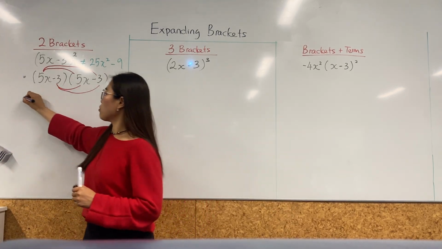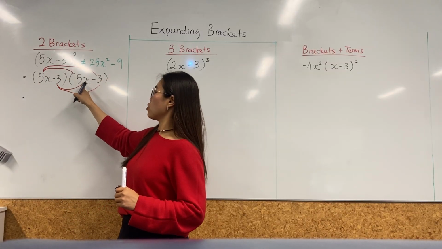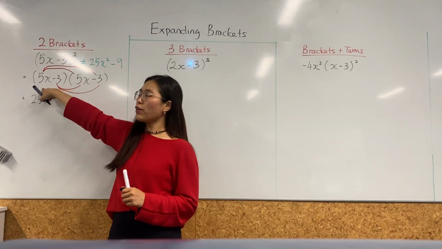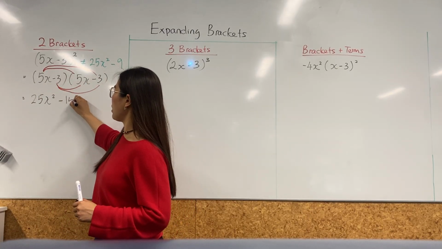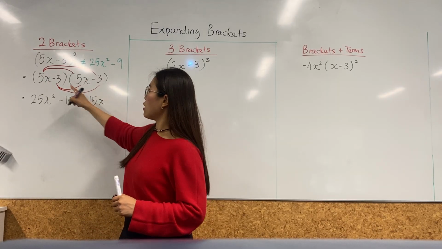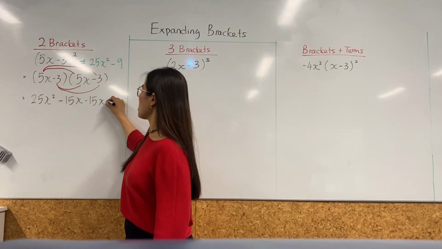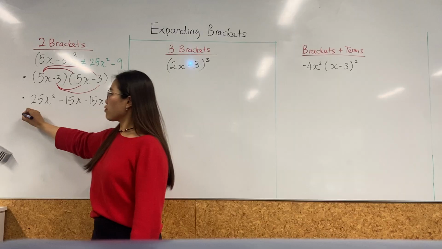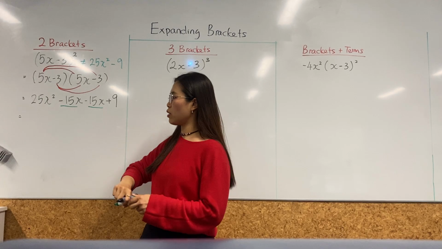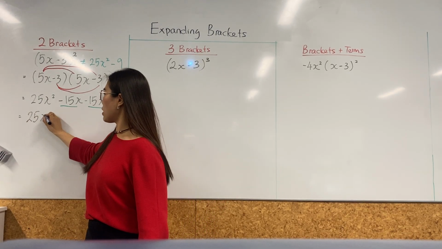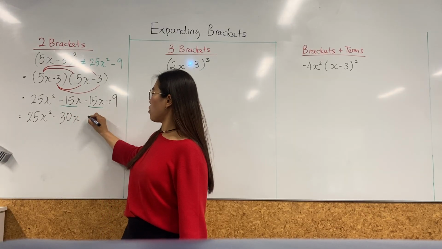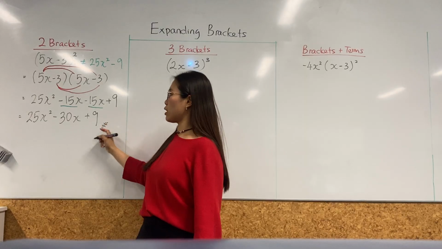Right, so first line, 5x times 5x gives you 25x squared. Second line, 5x multiplied by negative 3 gives you negative 15x. Negative 3 times 5x gives you negative 15x. Negative 3 times negative 3 gives you positive 9. Okay? After you've done that, you want to simplify it, and we've got two like terms here, negative 15x and negative 15x. So copy down the first part, 25x squared. Negative and negative give you a negative 30x. And a plus 9 at the back. So this is your final answer right there.